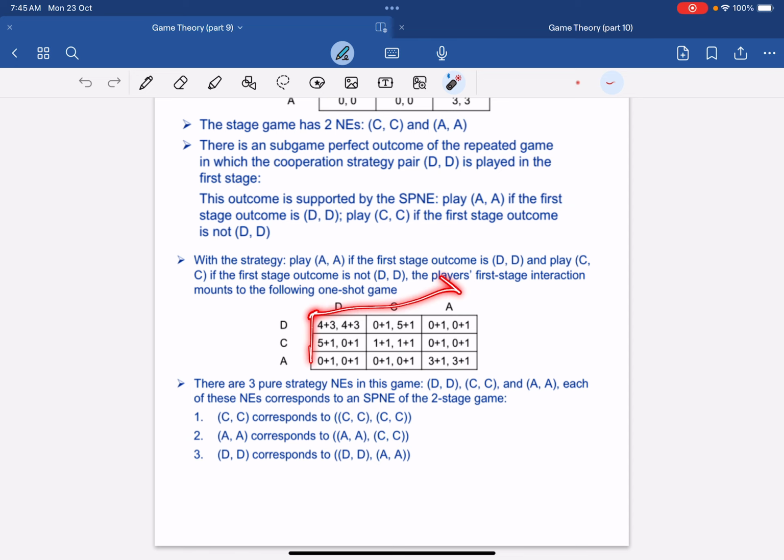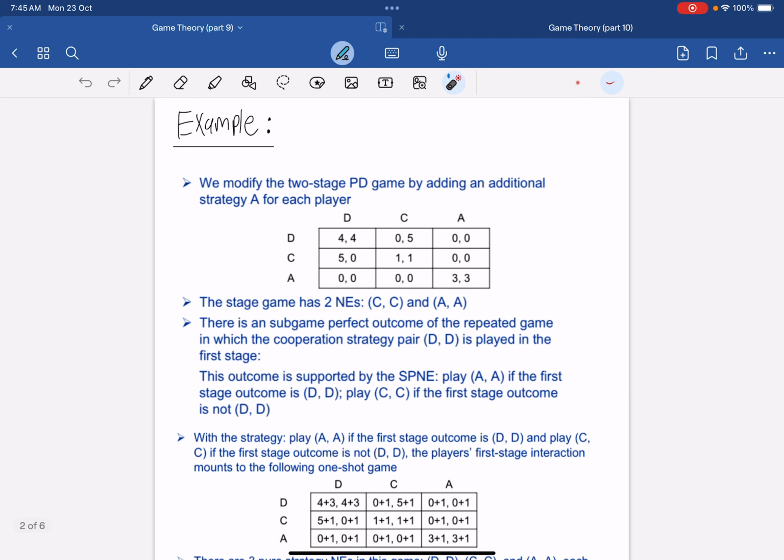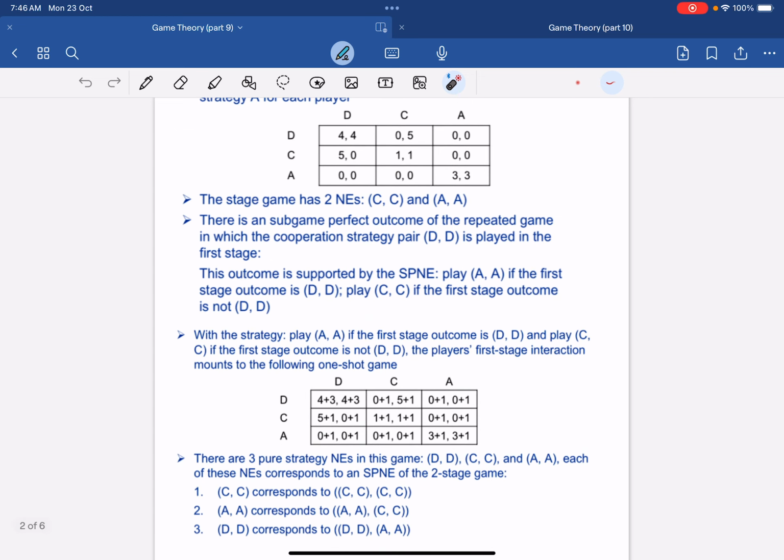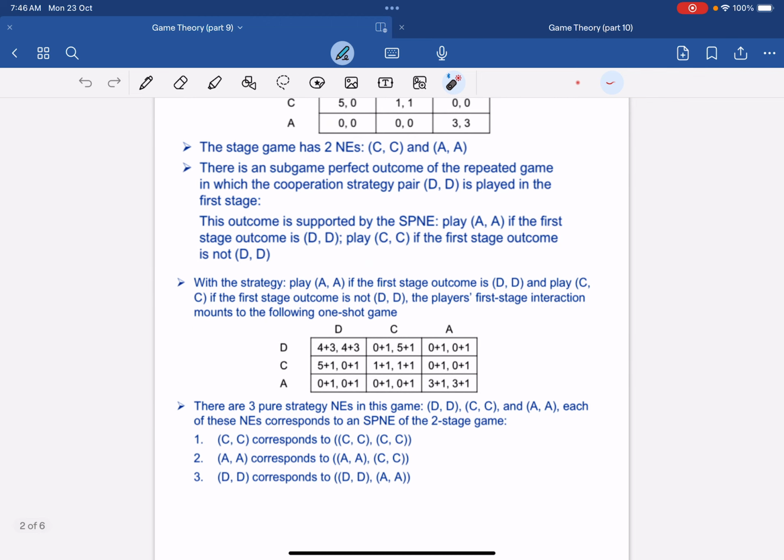Well, we just need to take game 1, add it with game 2, because that's how the payoff is created. So when you add them together, this will be the final matrix. And we actually see in this case now, there will be 3 pure strategy Nash equilibria: DD, CC, and AA. And each of these will then correspond to the SPNE of the 2-stage game: CC, CC, AA, CC, DD, AA. So I hope that's quite clear on how you get this.